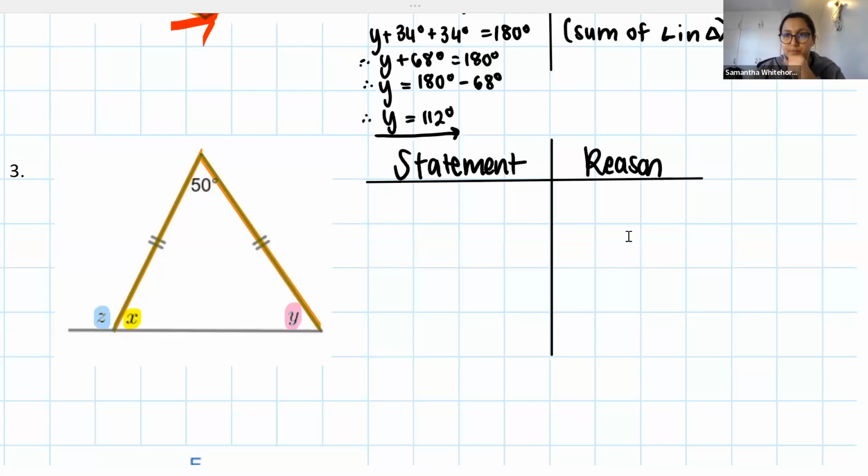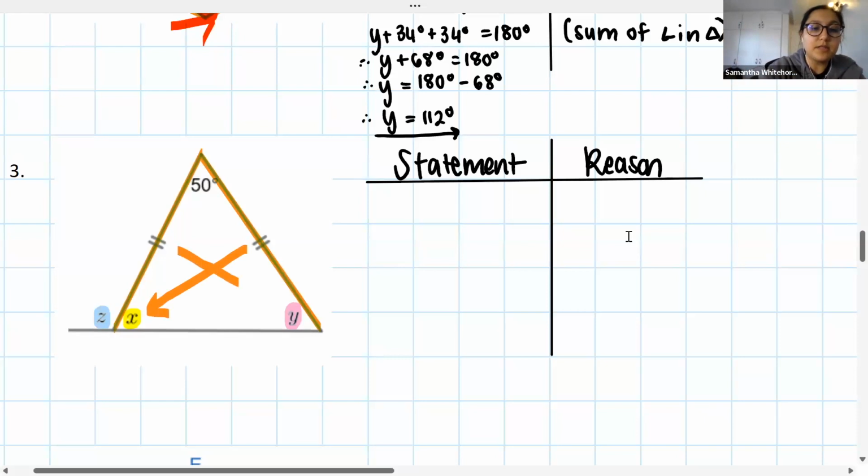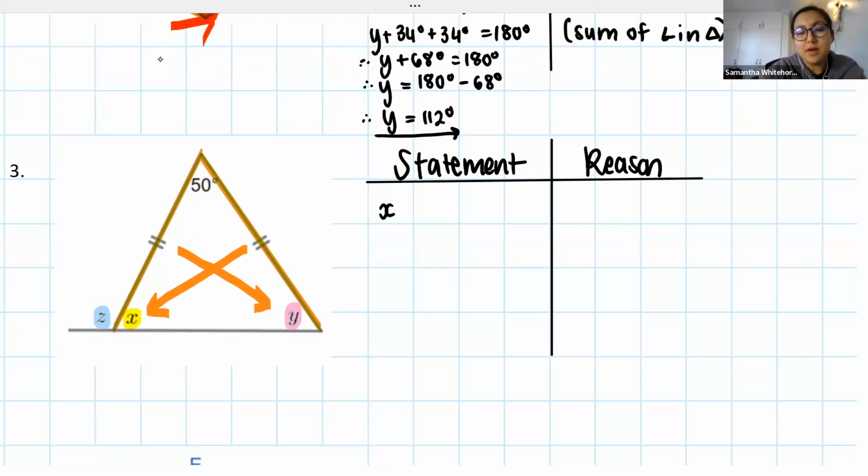All right, so let's have a look. I've highlighted the equal sides, so what that means is that the angles opposite them are equal. This is what Sinyani was saying earlier. Our first statement that we can make is that x is equal to y because of angles of equal sides.